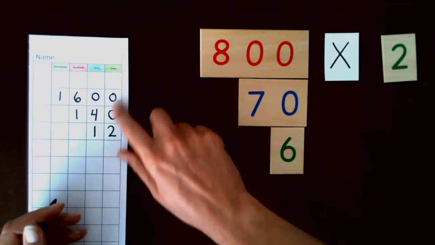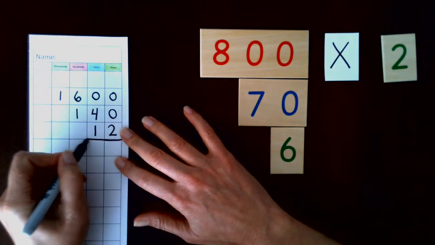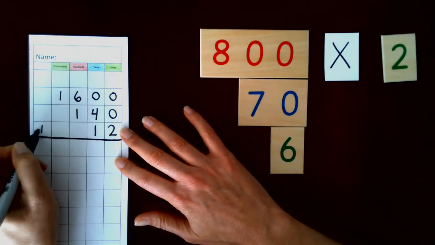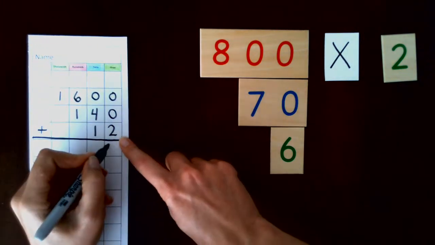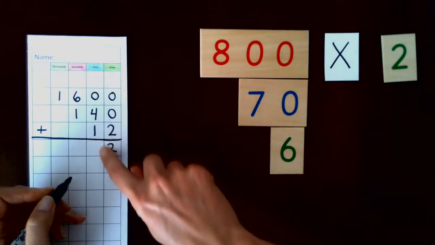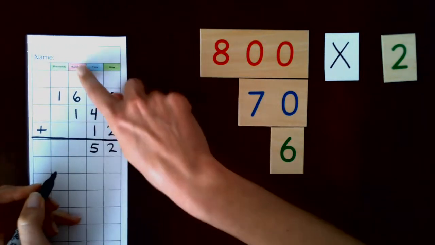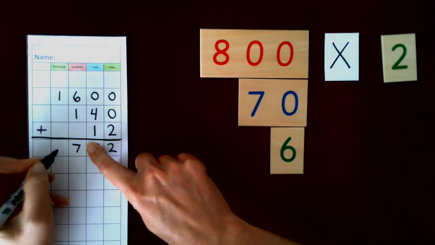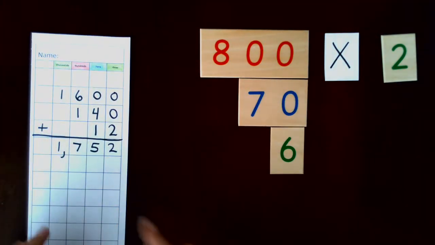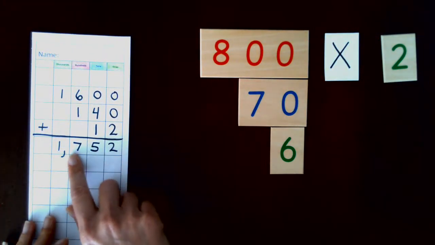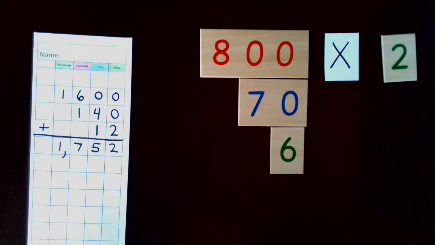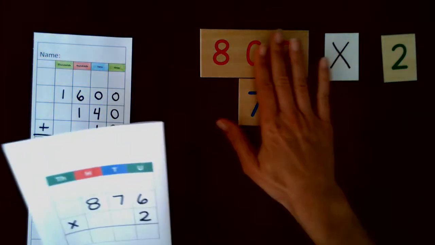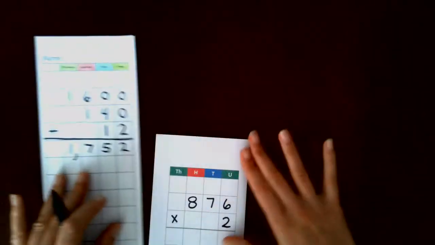Okay, so now we have our 3 partial products, and we're going to go ahead and add those together, starting with the ones. 2, 5, 7, and 1. Okay, so our answer is 1,752.